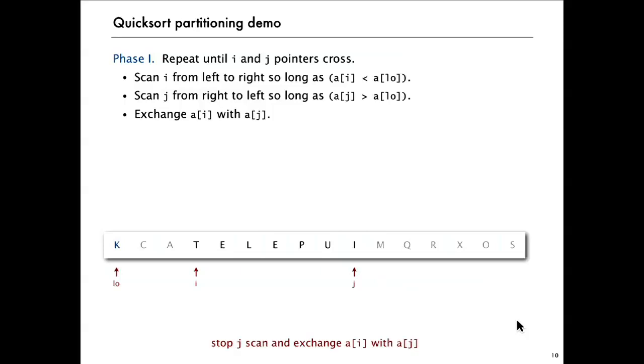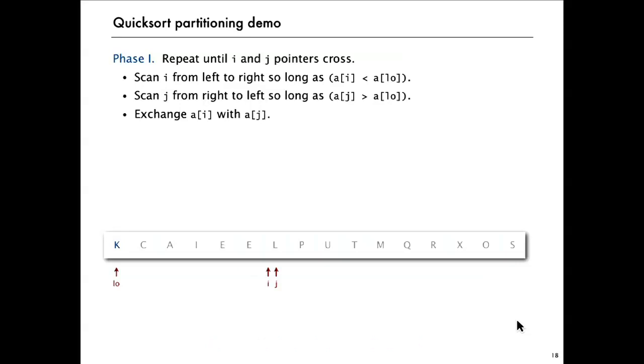Again, T and I are in the wrong places. If we exchange them, we'll maintain the invariant that everything to the left of i is less than the partitioning element, or nothing to the left of i is greater than the partitioning element, and nothing to the right of j is less than the partitioning element. So exchange them, increment i as long as it's less, stop at L. Decrement j as long as it's greater, stop at E. Those two elements are out of position, so exchange them.